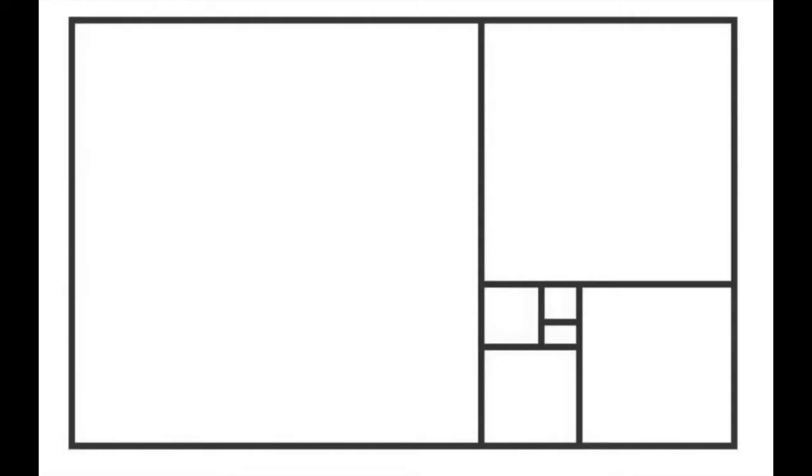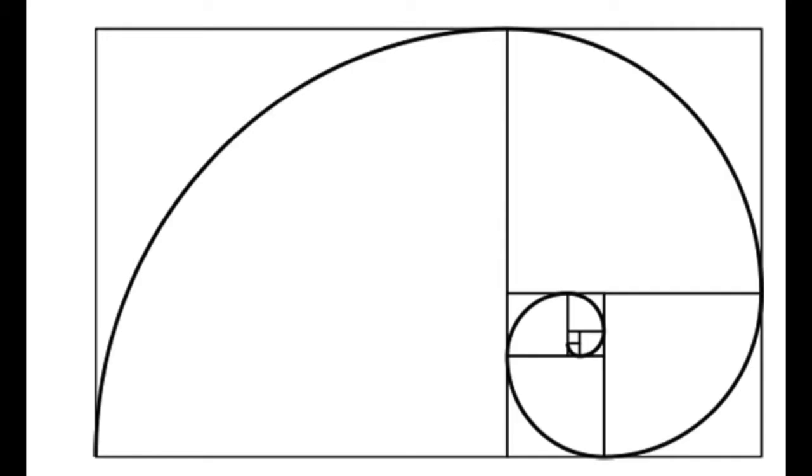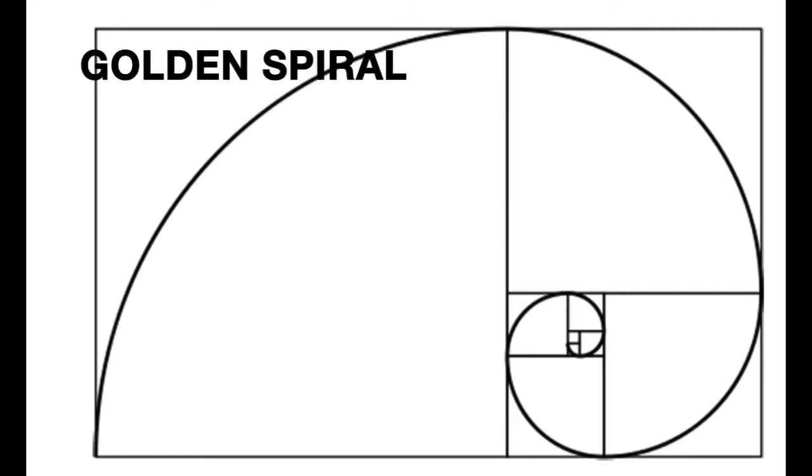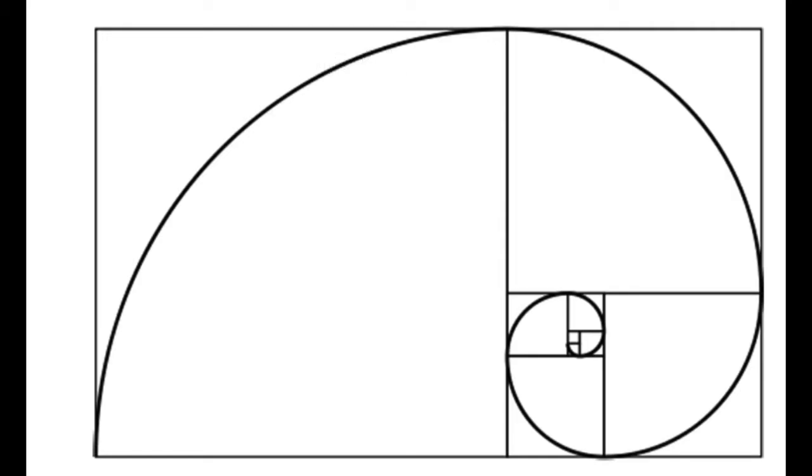It will look like this. Now if a spiral is added through each of these rectangles, the result will be the golden spiral. As the spiral continues through the rectangles, it gets wider every quarter of a turn by a factor of 1.618. This proportion is known as the divine proportion.